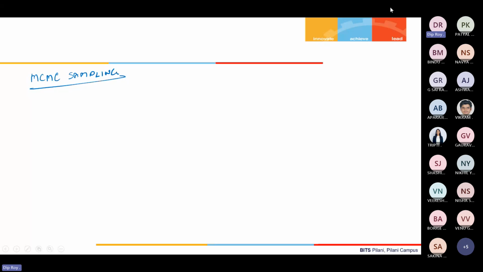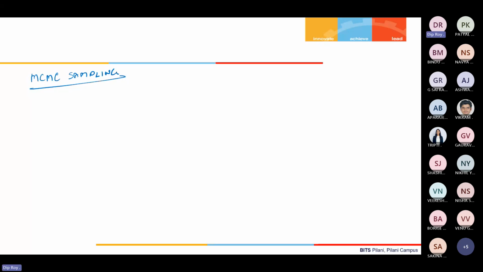Okay. So the key thing here is that we need to basically sample from an EBM. What we need to do is Markov chain Monte Carlo sampling. Now, you know about sampling. We have random sampling, accept-reject sampling, importance sampling, all those things, right? So Markov chain Monte Carlo sampling is one sampling technique.